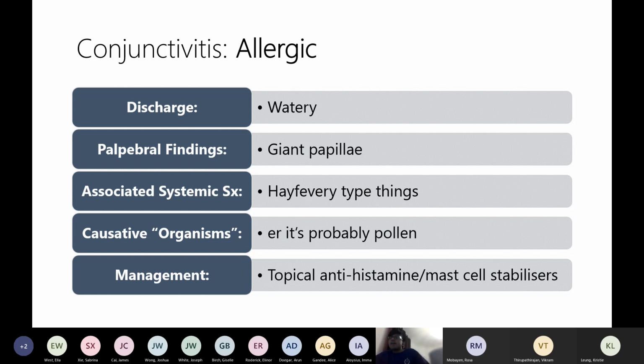And you can use topical antihistamine or mast cell stabilizers. So does anyone know what our go-to mast cell stabilizer is? You might never have heard of it, but this is a drug to recognize rather than remember off the top of your head. Yeah, sodium cromoglycate. I'll put it in the chat. It is so remarkably expensive. It's a really expensive drug to buy. You can get it over the counter, and it's really expensive, and it's annoying.